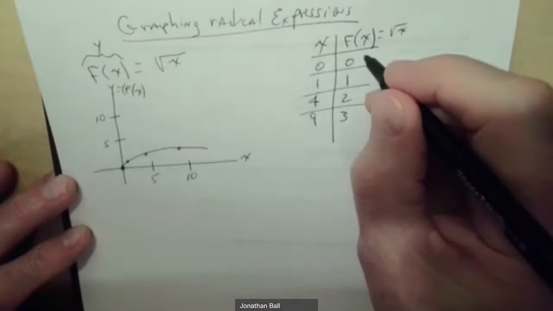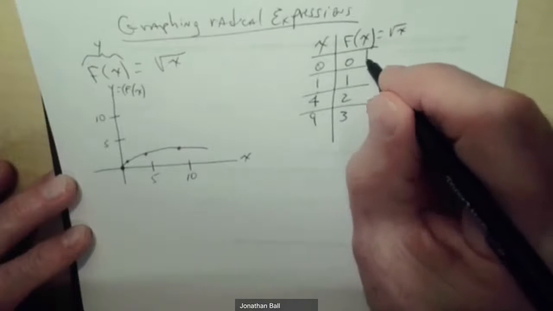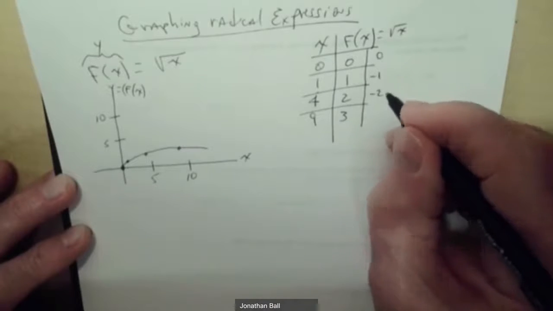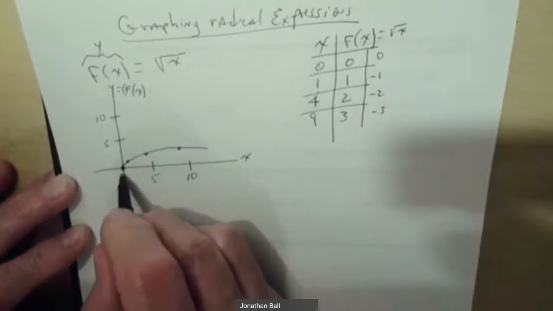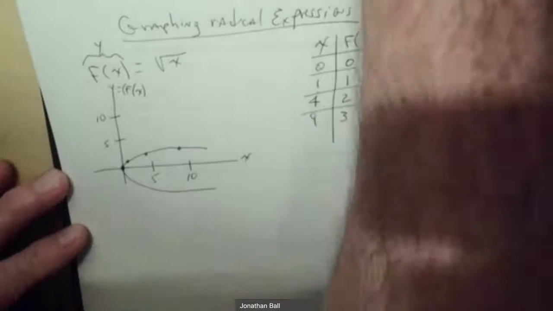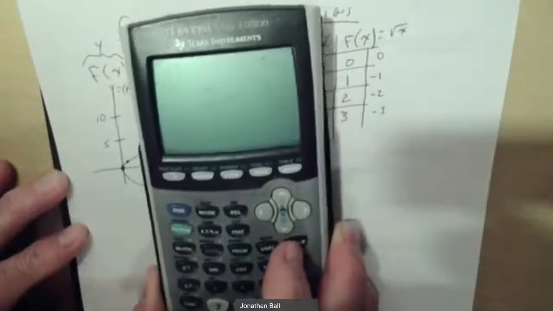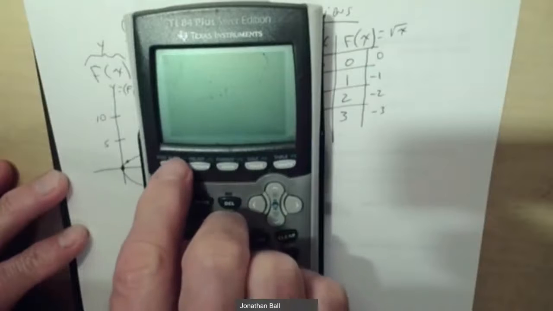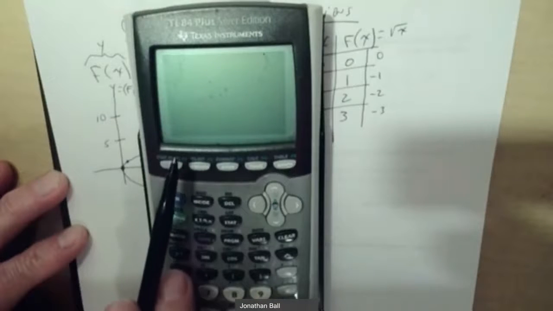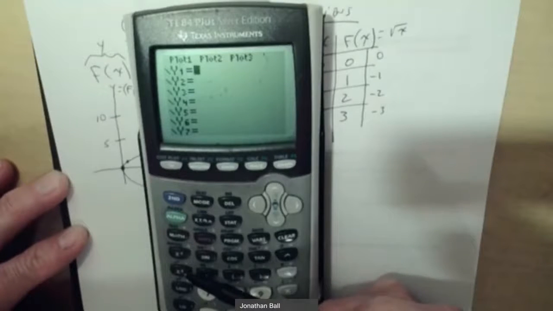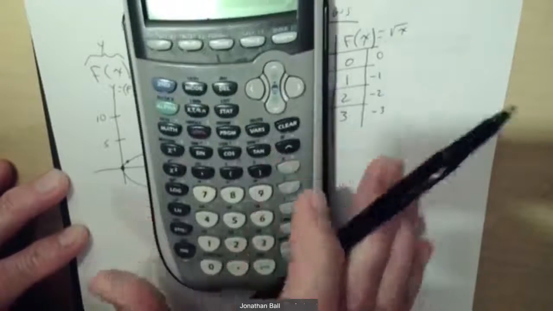Now remember, this is going to be 0. This could be -1, -2, and -3, which will give us this, probably. Now you can do this on the handy dandy graphing calculator. First you turn it on, go to y equals, right here, y equals, and we do the square root. Now the square root is the one that's above x squared.